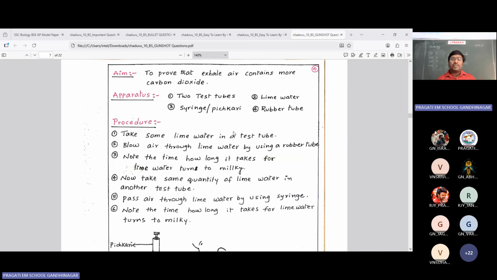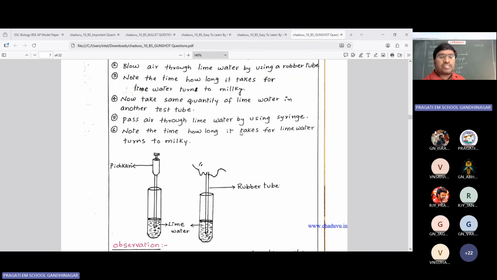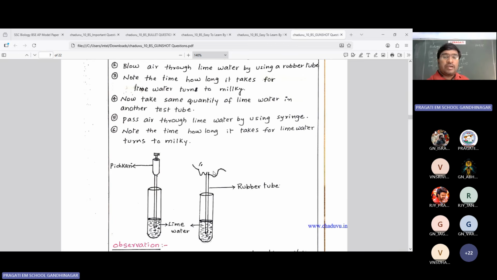For this experiment, the requirements are 2 test tubes and lime water. It is a bicarbonate solution also. The third important requirement is a syringe or pichkari, and the 4th one is a rubber tube. So for this experiment, what do we need to do? See the procedure. See, children, these are the 2 test tubes. Take some lime water in a test tube and blow air through the lime water using a rubber tube. I'm demonstrating here. See. Note the time it takes for the lime water to turn milky.